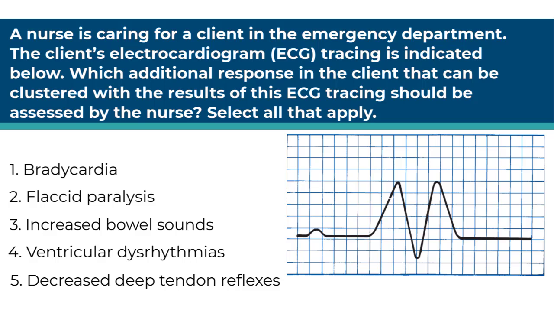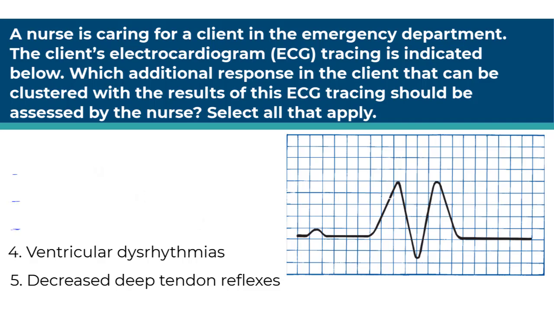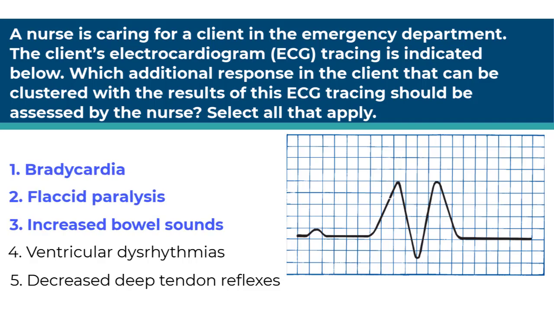Number 1, bradycardia. Number 2, flaccid paralysis. Number 3, increased bowel sounds. Number 4, ventricular dysrhythmias. Number 5, decreased deep tendon reflexes. The correct answers are 1, 2, and 3.